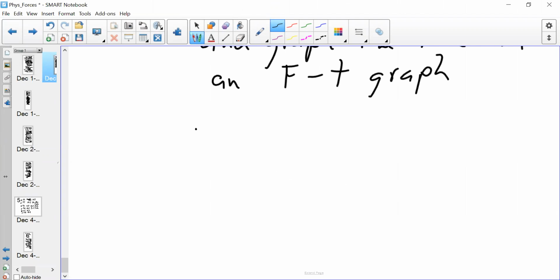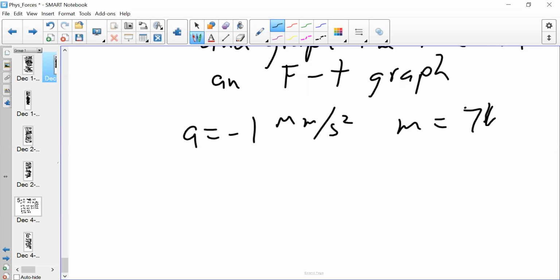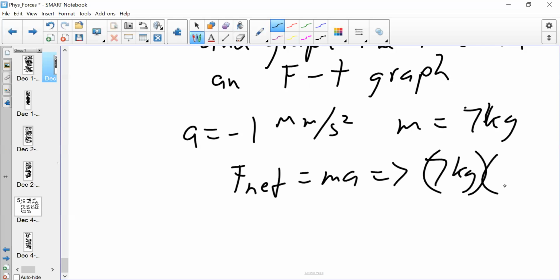So the acceleration was -1 megameters per second squared. Our mass is 7. And Newton's second law, F net is equal to mass times acceleration. 7 kilograms times -1 megameters per second squared. And since this is in terms of megameters and not meters, we're not going to say newtons, but we're going to say meganewtons because of the mega.